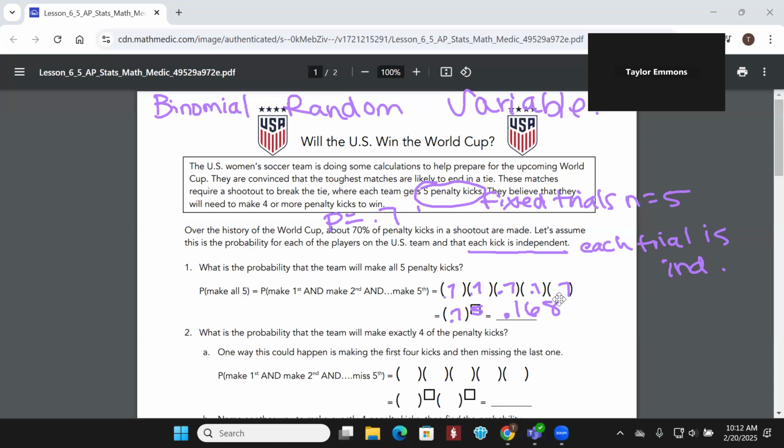Now, what's the probability that the team will make exactly 4 of the penalty kicks? So that means that they're going to make 4 and then miss the 5th one. Okay, so that's going to be 0.7, 0.7, 0.7, 0.7, 0.3. Why am I doing 0.3 instead? Because they're missing it, right? Okay, so down at the bottom, we've got 0.7 raised to the 4th power and 0.3 raised to the 1st power. When we multiply that out, you should get 0.072. So there's about a 7% chance of that happening.